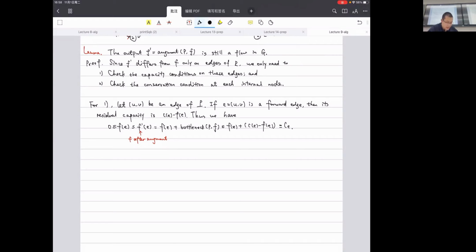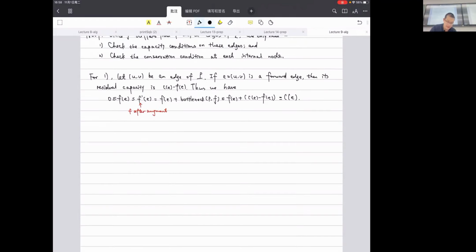So using this chain of inequalities, we can clearly see that for a forward edge, doing this augment still keeps the flow value of the corresponding edge between 0 and the value of c_e. In some places I'm writing like this, I just like to make the notation clear.